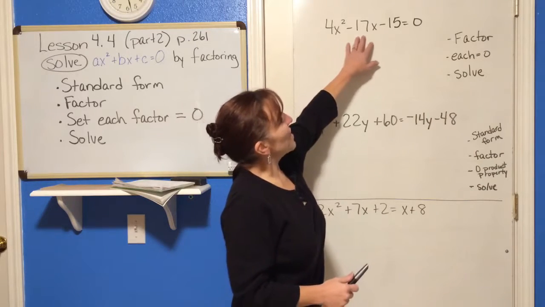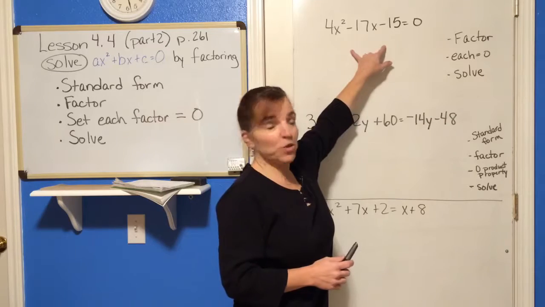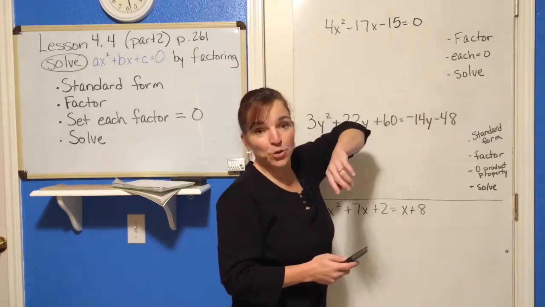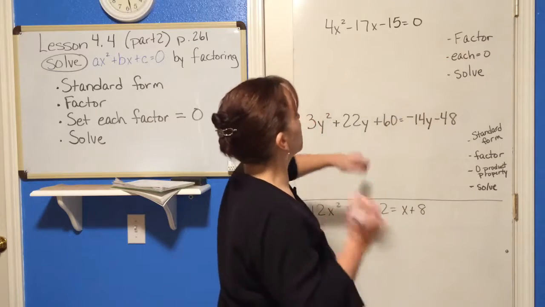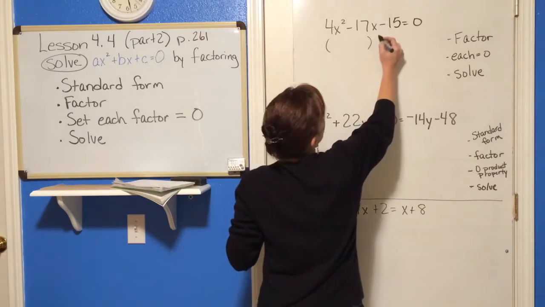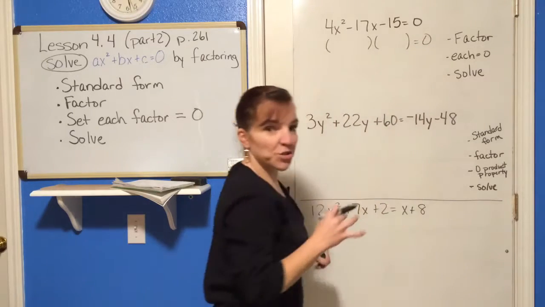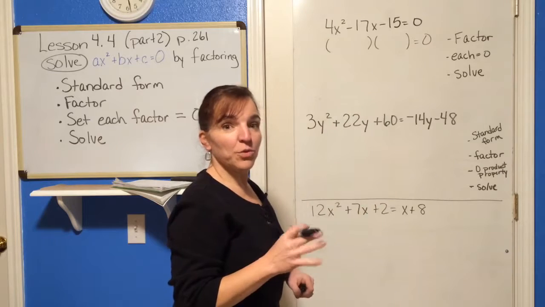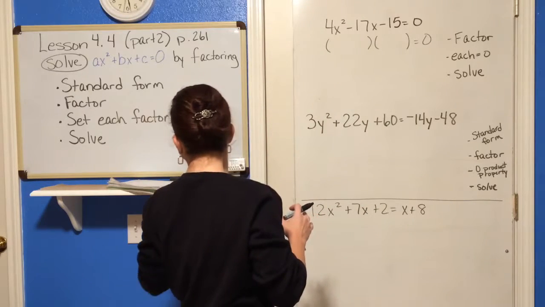4x squared minus 17x minus 15. The first step is to get it into standard form, and this one is already in standard form. So the next step is simply to factor it. So let's just factor it just like we did before. Why don't you pause and factor it? That'll be a good review from last time. Pause and factor it on your own.